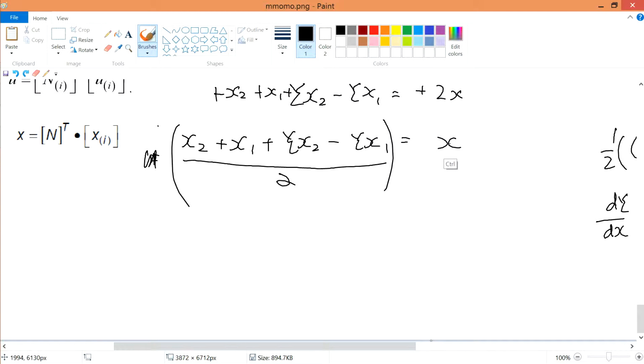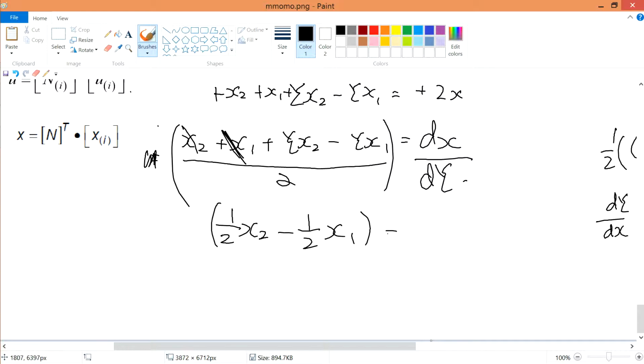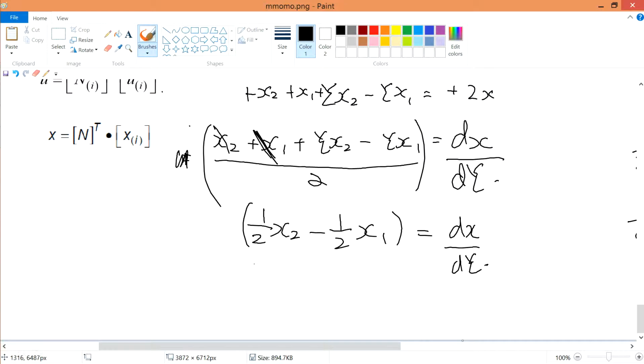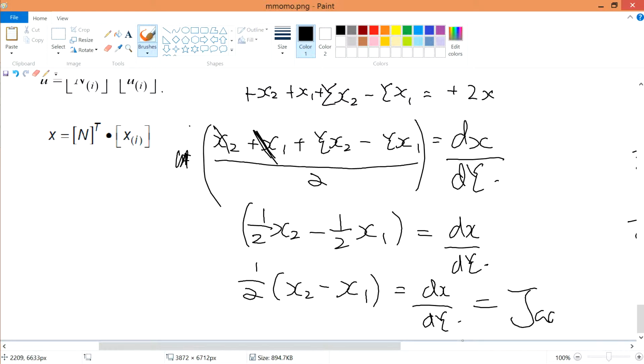Since I have already in terms of x already, what am I doing just now? Okay, so I have dx over dc. If I were to differentiate in terms of c, this one will cancel, this one will cancel. So I have half x2, sorry, because c will be removed. I will have half x1 over here, is equals to dx dc. Now if I were to factorize out my half, I will have half x2 minus x1, which is equals to dx over dc. And what is dx over dc now? This is equals to our Jacobian.